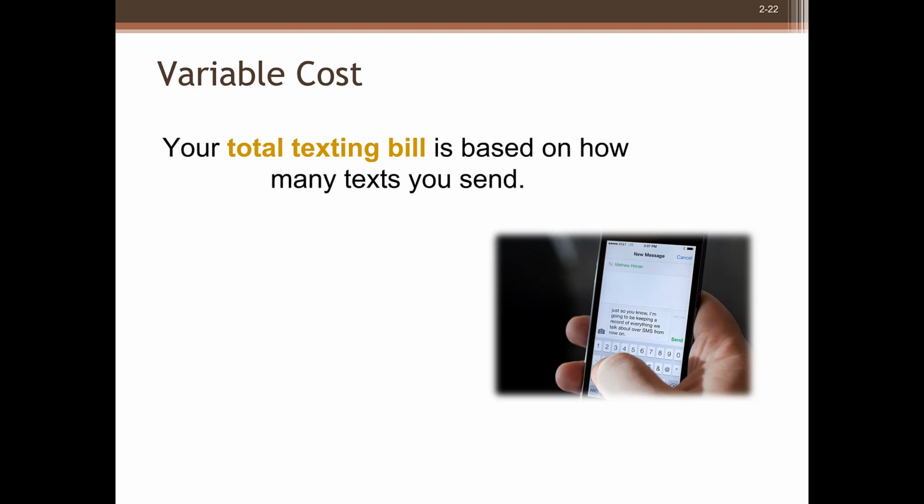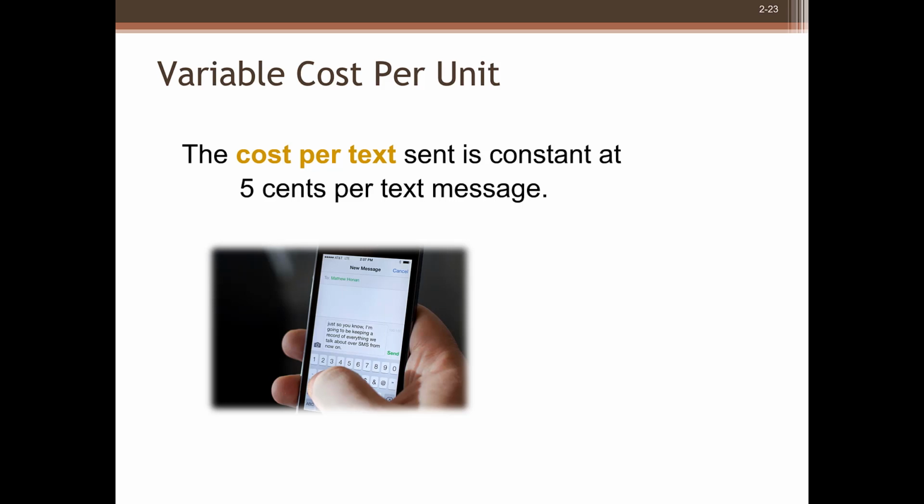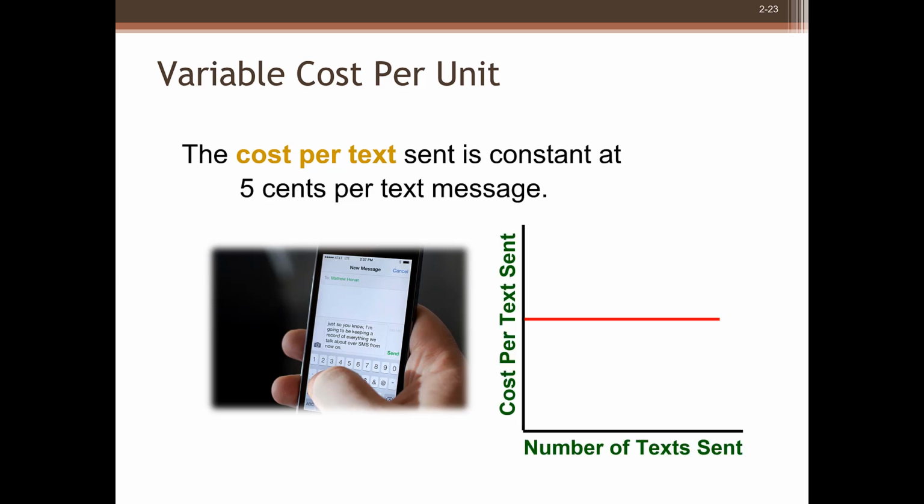Let's take a look at an example here. Let's say if you don't have an unlimited plan on your cell phone, for each messaging, it costs 5 cents. Then your total texting bill is based on how many texts you send. If you take a look at the graph here, more texts sent, the higher texting bill. However, if we take a look at the variable cost per unit, the cost per text sent is constant, 5 cents for each text message.